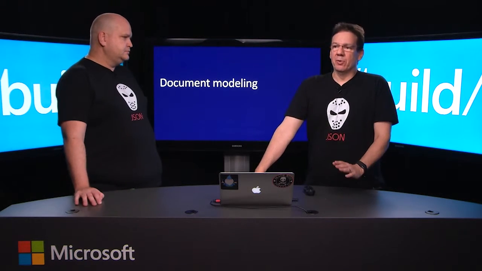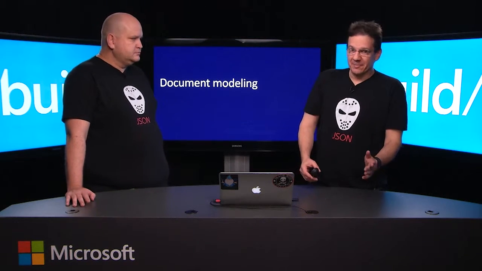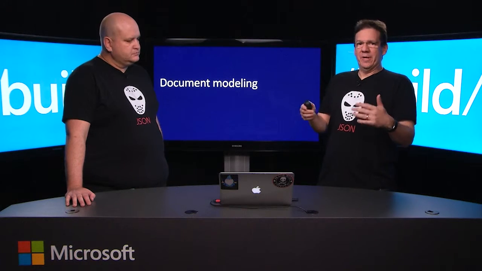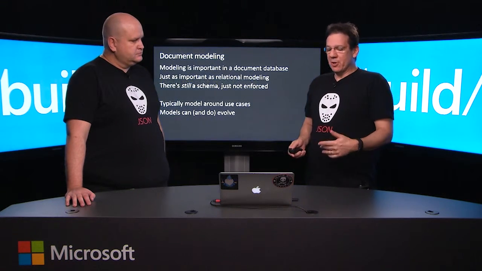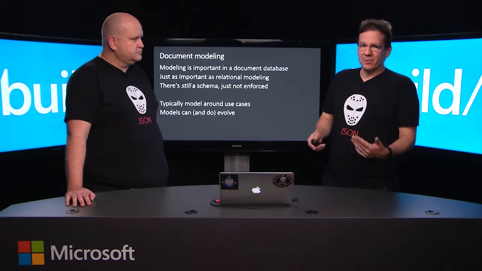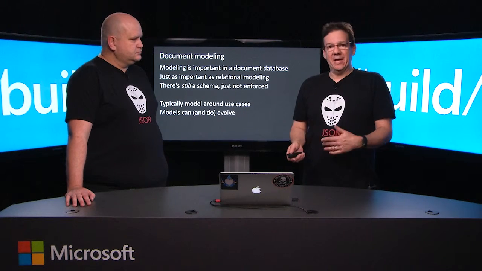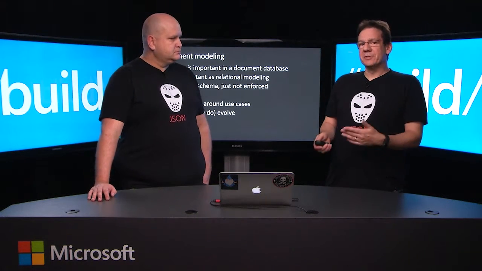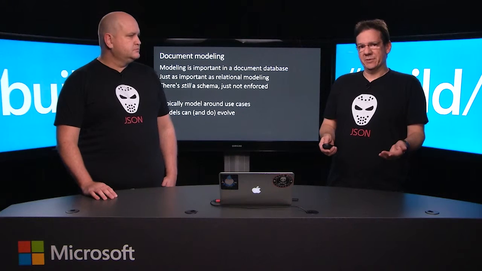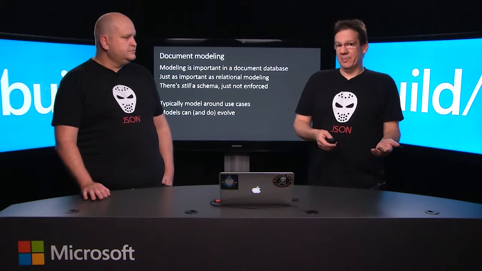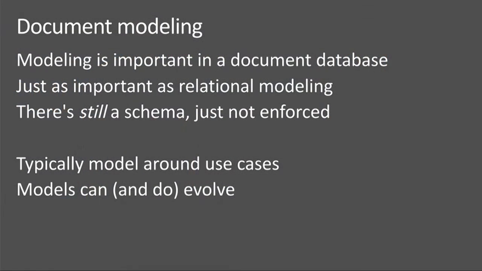All right, so let's talk about document modeling for a little bit. Now, if you think in the world of relational data, you always had to model first. You thought about your tables and what went in them, and you built your schema. So just because we're in a document database, that doesn't mean we don't model. We're still modeling, and it's just as important as in a relational database. It's a little bit different: the relational data engine is typically enforcing your schema, whereas in a document database engine, typically it's the developer that's enforcing that schema.